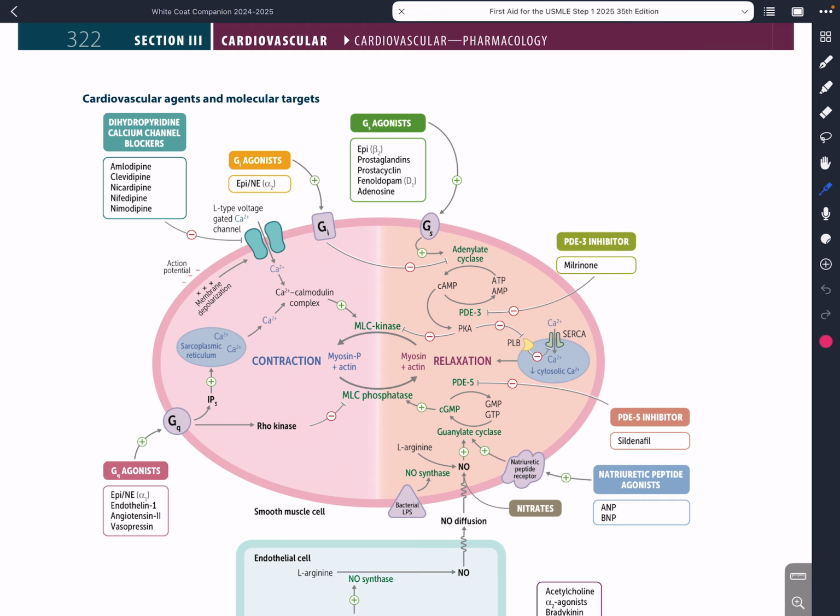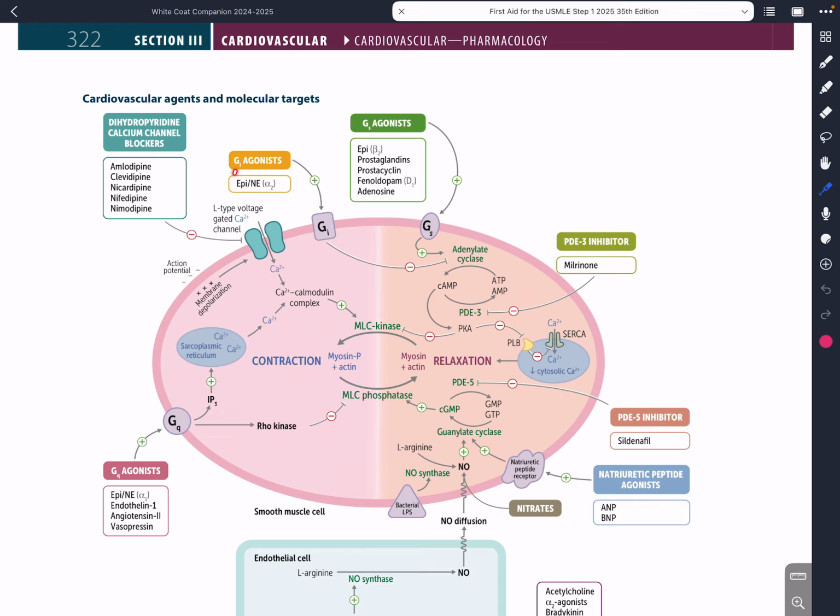dihydropyridine calcium channel blockers. There are a total of 5 drugs in this class. They act on L-type voltage gated calcium channels. As you can see, this blue structure looks like a channel, and these calcium channel blockers block them. What are the calcium channel blockers? Amlodipine, clevidipine, nicardipine, nifedipine, nimodipine. These are the 5 dihydropyridine calcium channel blockers.